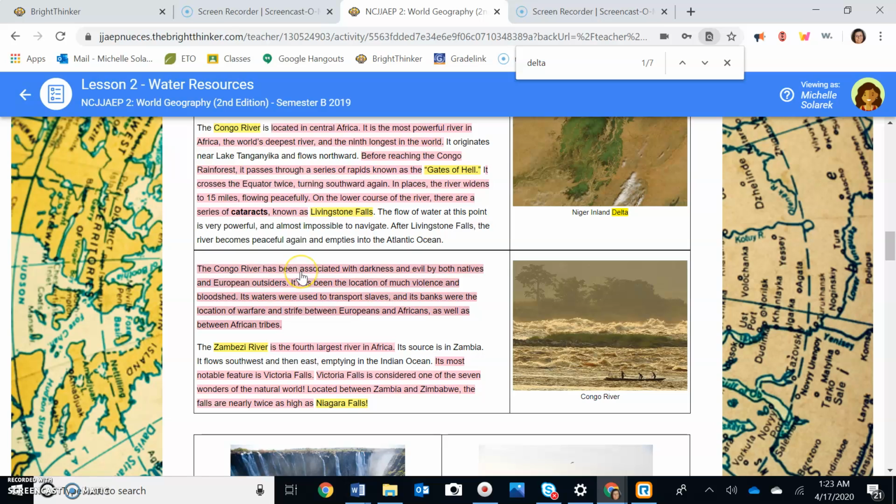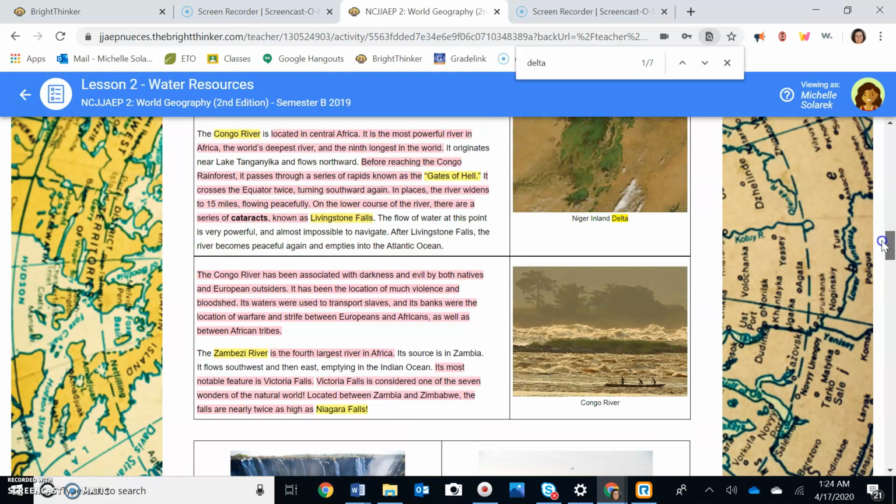Okay, the Congo River has been associated with darkness and evil. Did you know that? By natives and Europeans, because it has been the location of much violence and bloodshed. The waters were used to transport slaves. It was the location of a lot of warfare, and it was the location of strife between Europeans and Africans, as well as between the different African tribes. So a lot of bad voodoo going on over there in the Congo River, on the sides of the river.